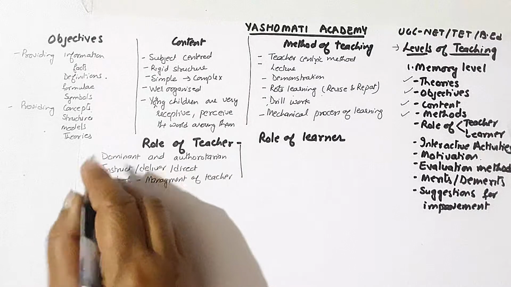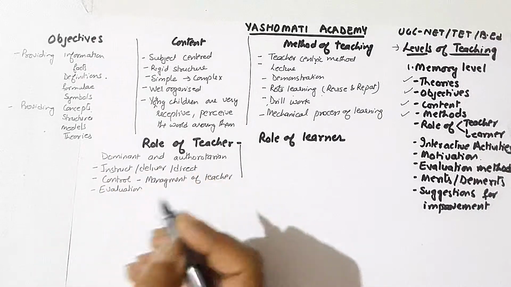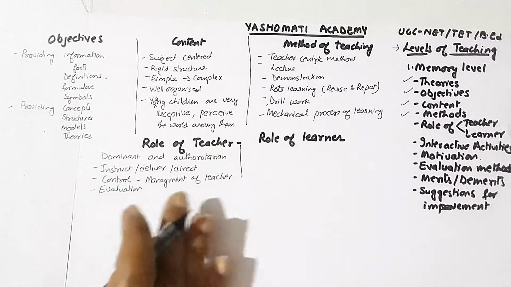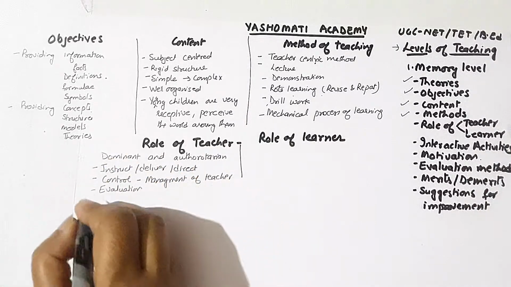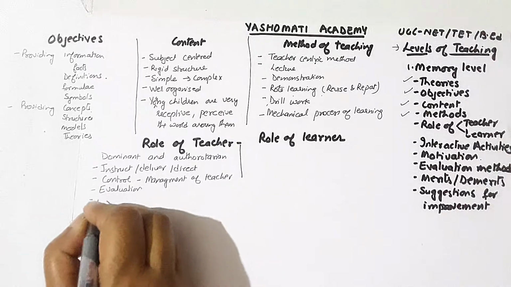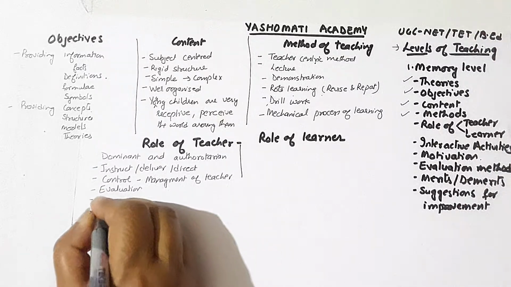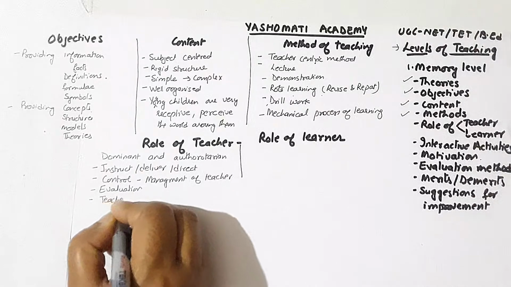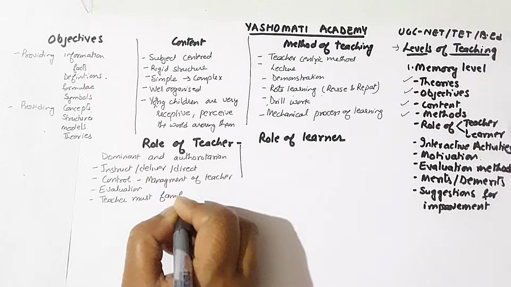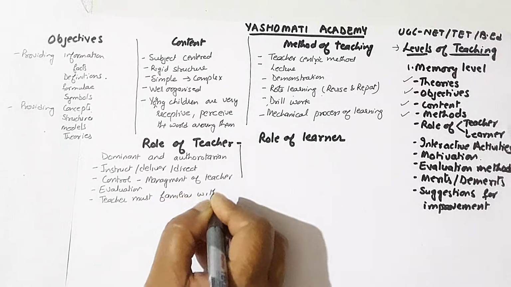Now, if everything is teacher centric, then what guidance is available for the teacher so that he can plan his work well? That guidance comes from learner's characteristics. So that means teacher must be familiar with learner characteristics.